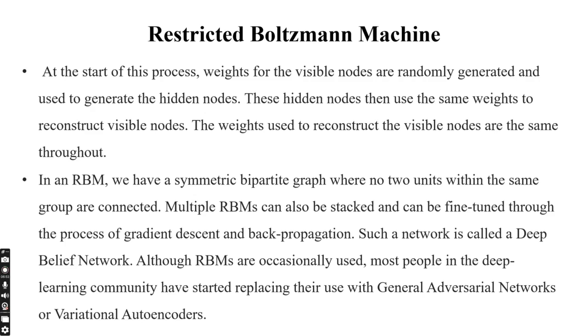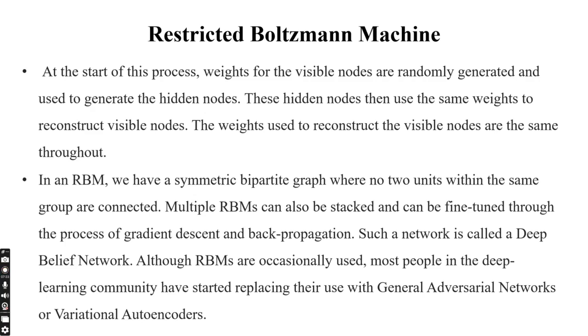Although RBM is occasionally used, most people in the deep learning community have started replacing it with GANs and with variational autoencoders. Now the RBM is slowly going out of the deep learning community. Then what's the replacement for RBM? Yeah, GANs, Generative Adversarial Networks, or variational autoencoders. These two are currently being used in place of RBM.